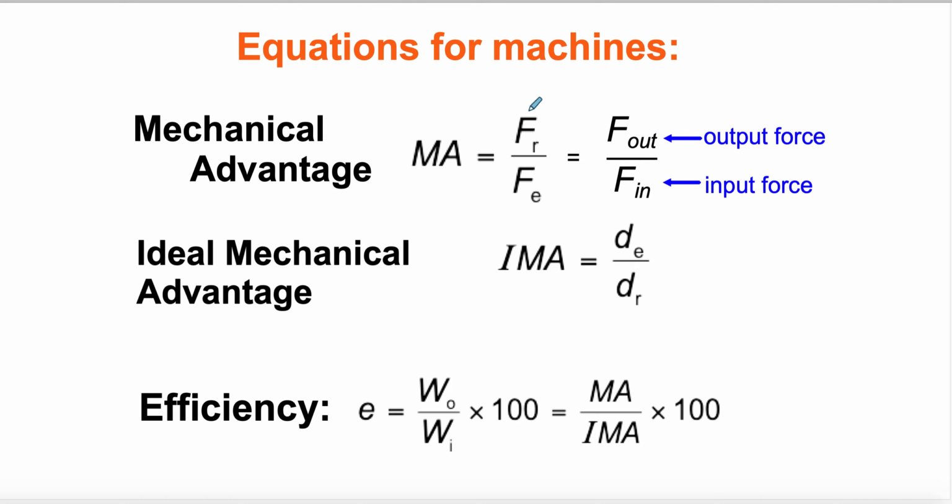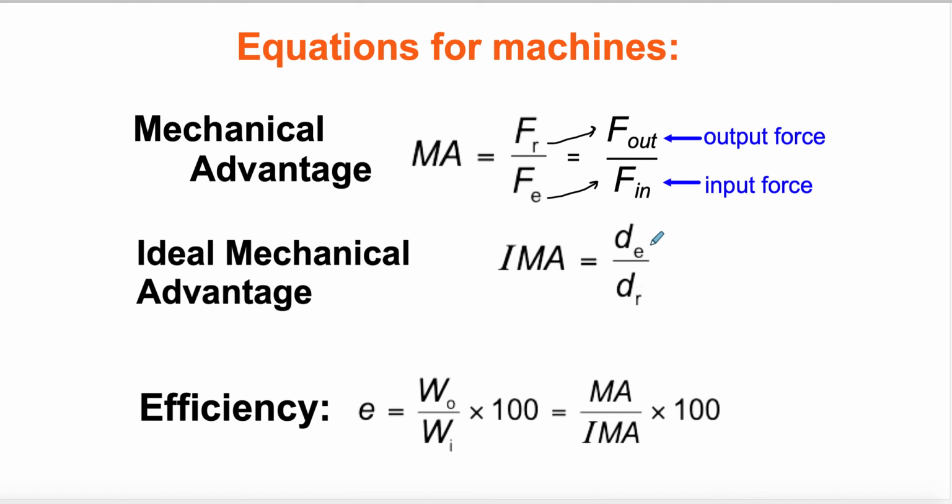Okay, and again, this kind of depends on what scenario you're looking at. So this one I have as output force over input force. Actually, the resistance force is the output force. So whatever force you're getting out from the force that you're putting in. Our effort force is the input force, and resistance force is the output force. Ideal mechanical advantage is your effort distance over your resistance distance.